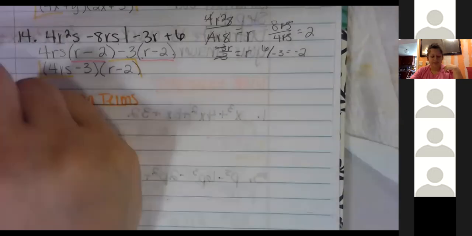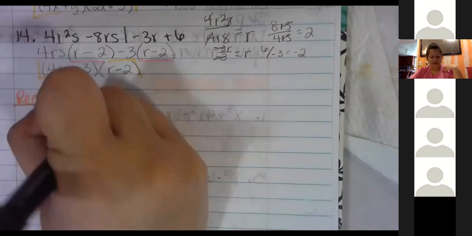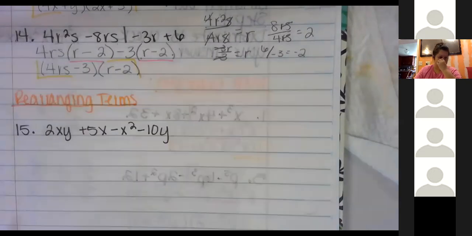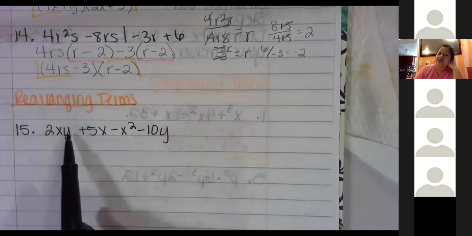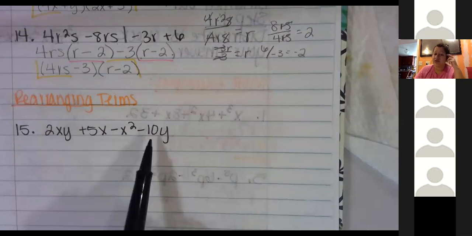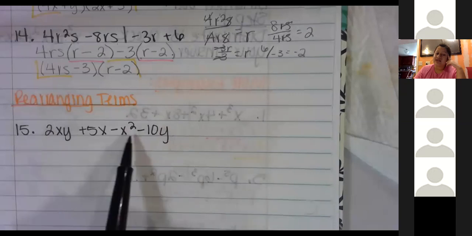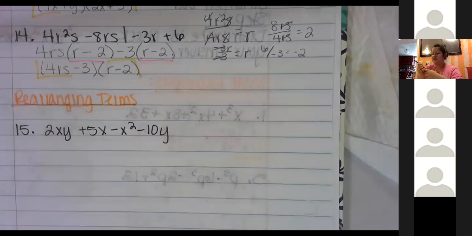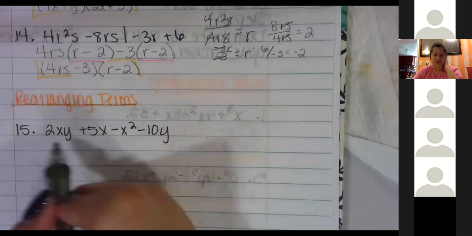So number 15 has 2xy plus 5x minus x squared minus 10y. And looking at this, it is not in standard form. Remember, it goes alphabetical order, so all your x's need to come before your y's, and that is true. Everything with an x does come before everything with a y. But then your exponents need to be in descending order. So this negative x squared should not be all the way back here, since it's the highest power, because all these other ones have ones, but this one has a 2. You're going to bring this one to the front.